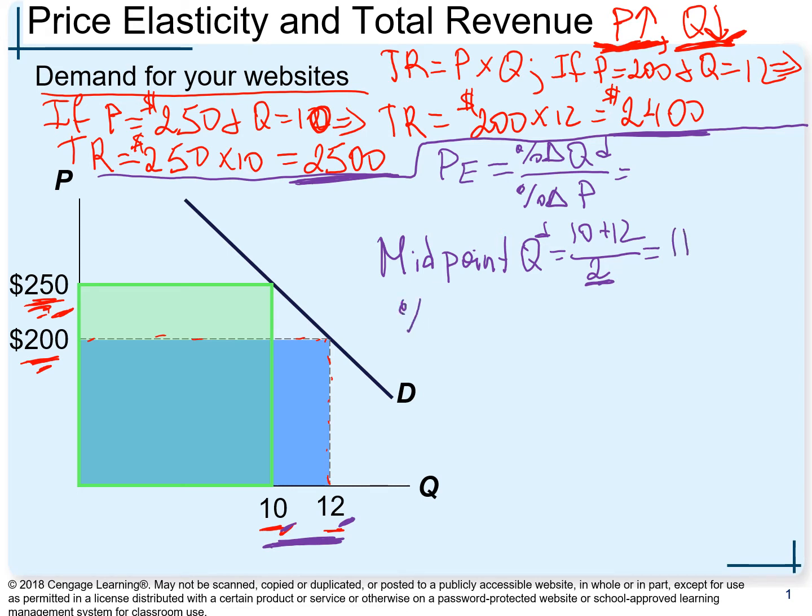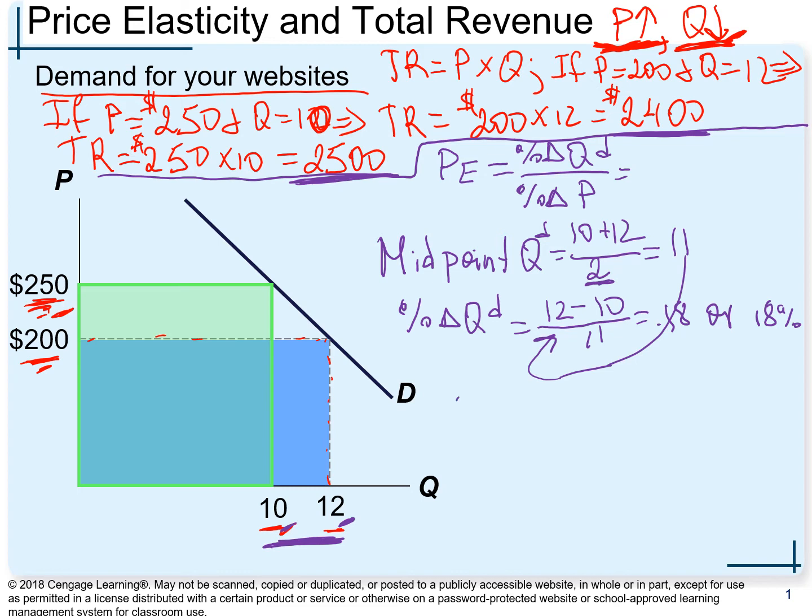Now, percentage change in quantity demanded. Now we take the difference between two numbers. Guys, I usually take the higher number, subtract the lower number, and remember we divide by 11, this midpoint. If you calculate it, I believe it's going to be 0.18 or 18%. So that's the change for our quantity.